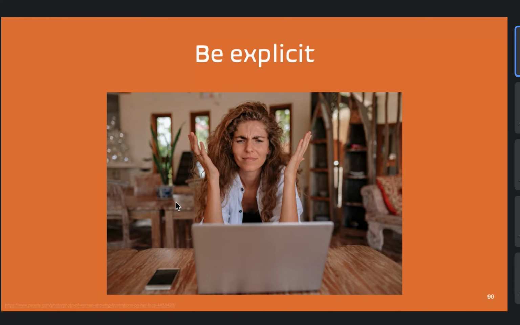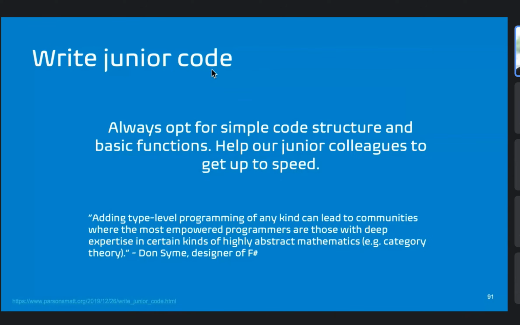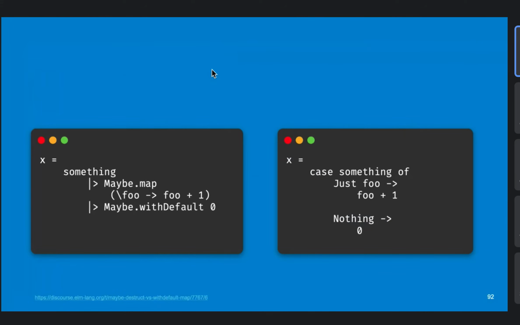One thing that we value a lot is also to be explicit when we write the code. There is this concept that we spend more time reading code than writing it. So we don't mind if we write a bit more boilerplate. We don't want our colleagues making this face when they read our code, or even worse, when we read our own code a couple of months later. So we also try to write junior code.